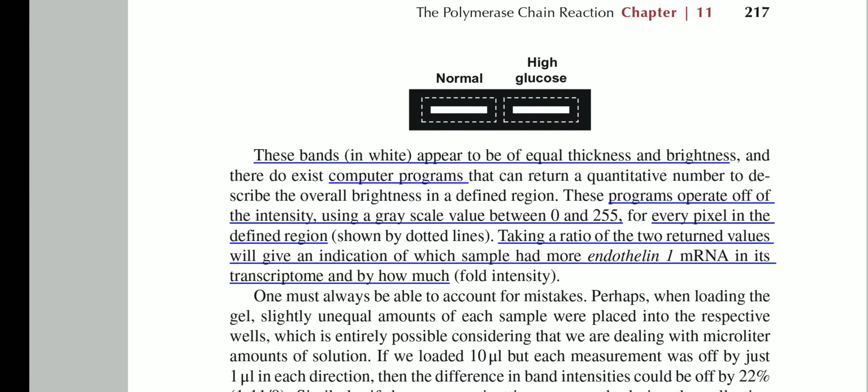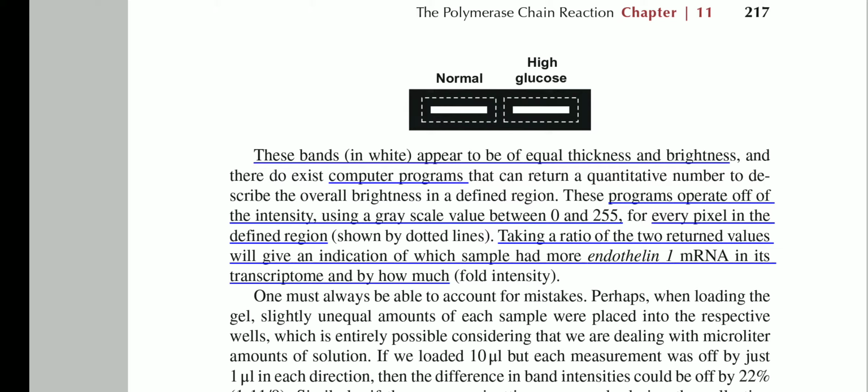But due to some error, if we have made some instrumental error, or we have taken more sample, more number of cells, then there will be that much increase in fold. So even though there will be some error, this error will not affect the result that much. So we can make sure that the high glucose containing cell has overexpression of the endothelial 1 gene, but it is a type of qualitative data. Quantitatively it is not proved, because there must be some error.